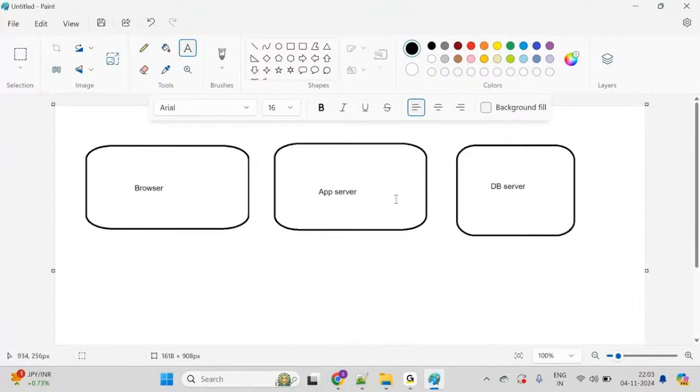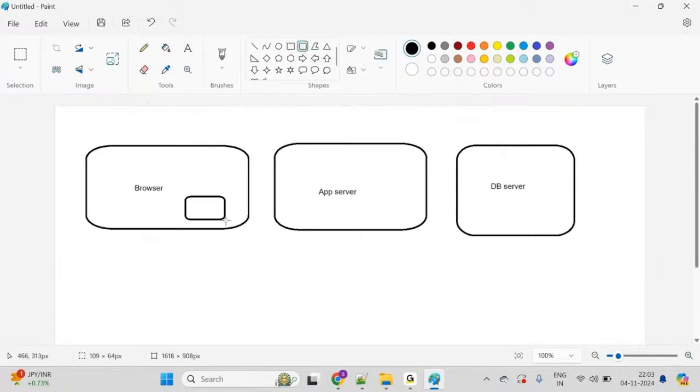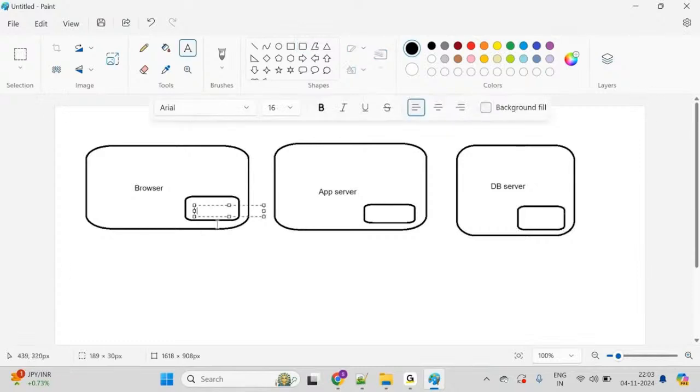So browser, app server, DB server, right? I'm giving a simple representation. Okay. So how every APM tool will work is that they'll install something called an agent. This agent is nothing but a piece of software. This piece of software will do the actual activity.